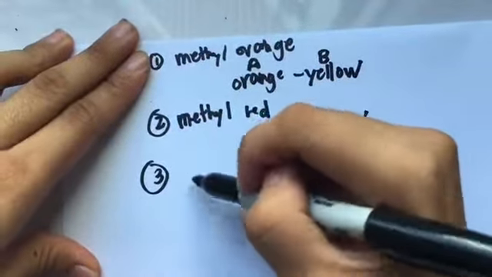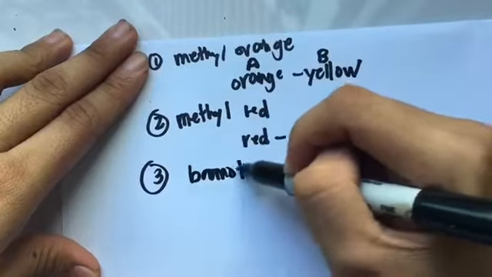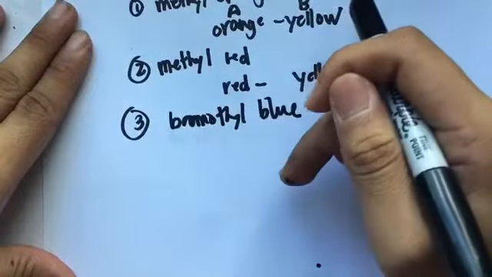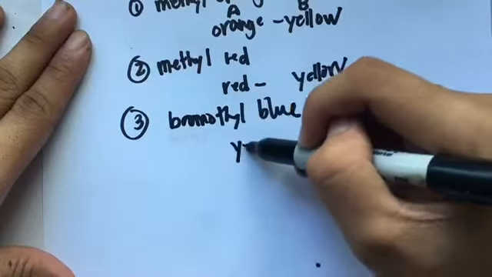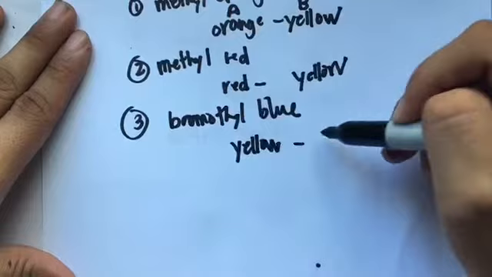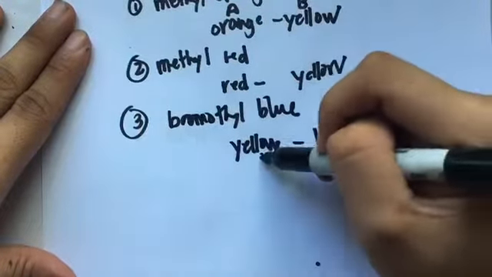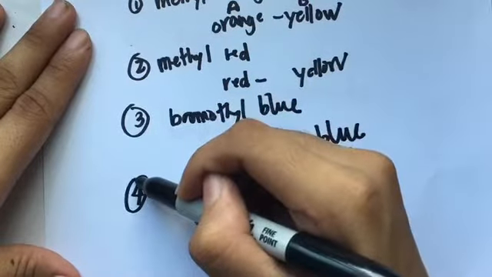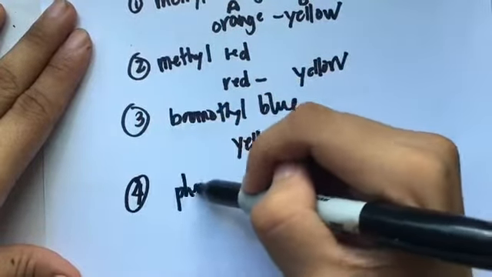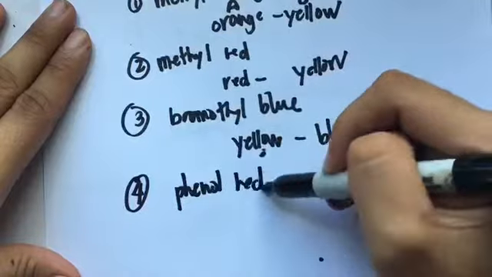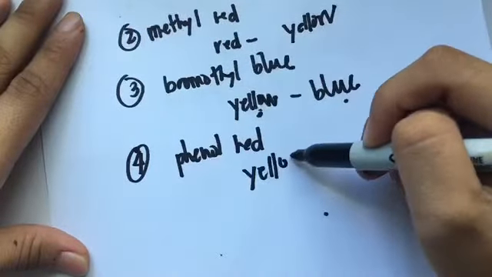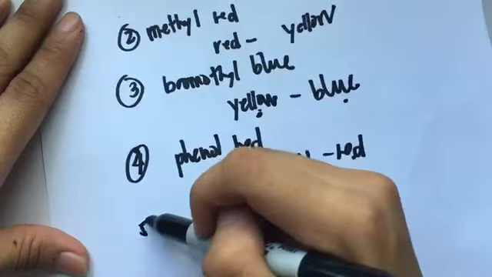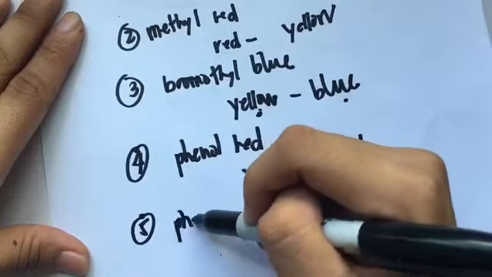Next is we have here bromothymol blue. Ang bromothymol blue naman, ang kanyang color range ay nag-range coming from yellow to blue. This is for acidic, and this is for basic. Next is we have phenol red. Ang phenol red naman, nag-range siya from yellow to red. Acidic, basic. Next is we have the phenolphthalein.